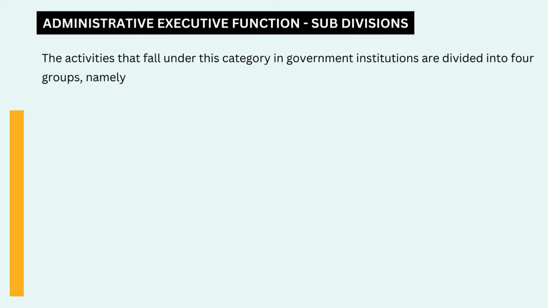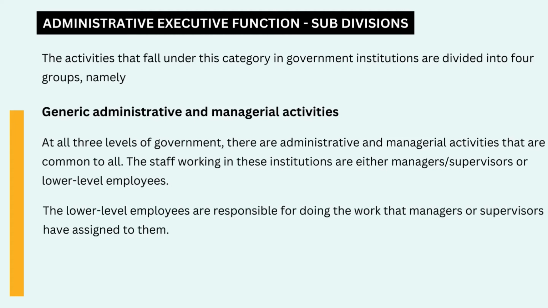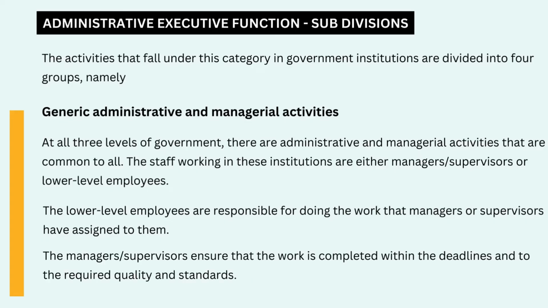Administrative executive function subdivisions. The activities that fall under this category in government institutions are divided into four groups, namely: 1. Generic administrative and managerial activities. At all three levels of government, there are administrative and managerial activities that are common to all. The staff working in these institutions are either managers, supervisors, or lower-level employees. The lower-level employees are responsible for doing the work that managers or supervisors have assigned to them. The managers or supervisors ensure that the work is completed within the deadlines and to the required quality and standards.